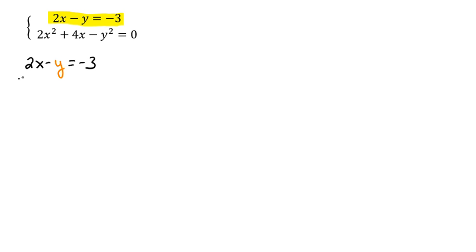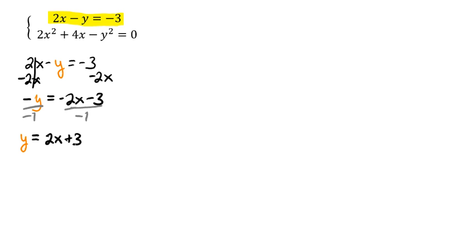So I'm going to subtract 2x from both sides. And that's going to give me a negative y equals -2x minus 3. And then from here, I'll divide both sides, well, everything really, by -1. And so that's going to give me y equals a positive 2x plus 3.